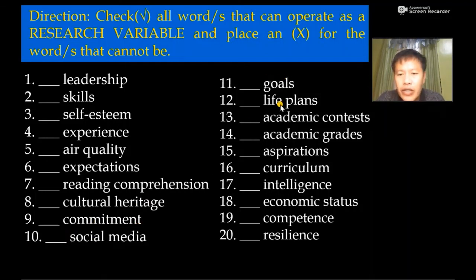11, goals. 12, life plans. 13, academic contest. 14, academic grades. 15, aspirations. 16, curriculum. 17 is intelligence. 18, economic status. 19, competence. And number 20, resilience. You're going to check all the words or word if there is only one which is not variable or which is a variable. Can operate as a research variable and plus an X for the words that cannot be.